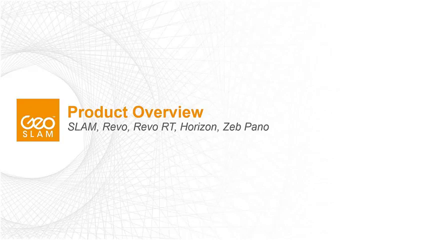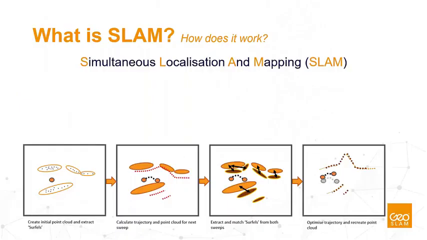So first, let's talk about SLAM. It's in the name of our company. It's something that gets talked about a lot more frequently within different markets. So what is it and how does it work? SLAM is an acronym. It stands for Simultaneous Localization and Mapping.